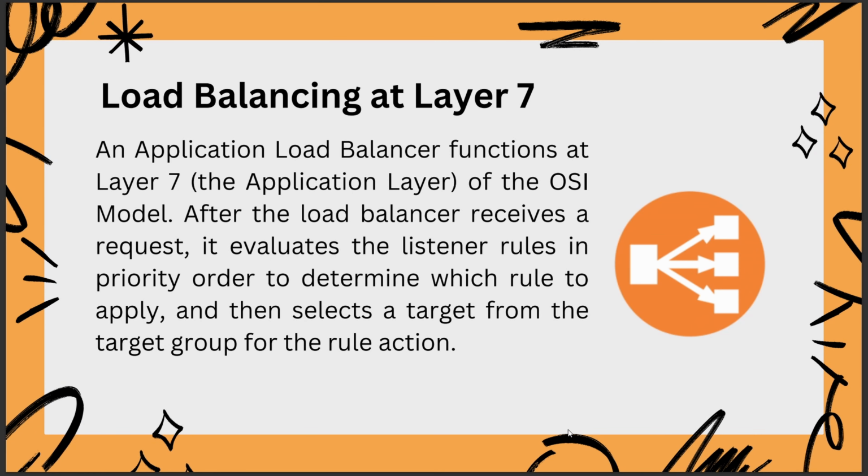Next up, we'll take a closer look at load balancing at layer 7. An application load balancer functions at layer 7 of the OSI model. After the load balancer receives a request, it evaluates the listener rules in priority order to determine which rules need to be applied, and then selects a target from the target group for the rule action.